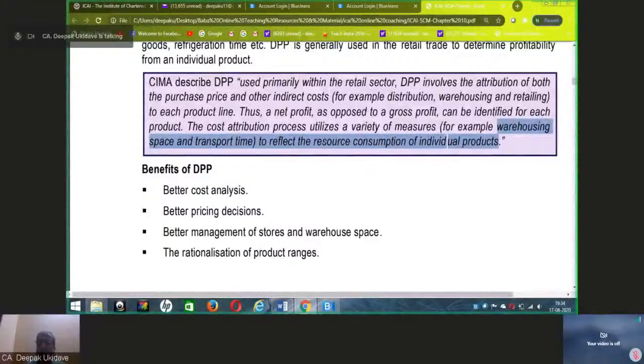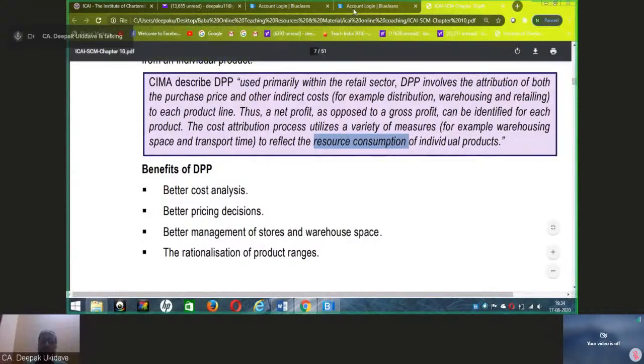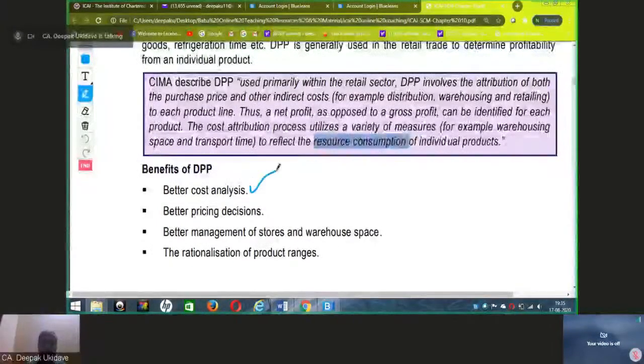That's what I was talking about, resource consumption. Is that resource being used by a particular product? If yes, then cost of that resource must be assigned to that product. If the resource is not used by the product, cost of that resource should not be assigned to the product. As simple as this. Benefits of direct product profitability measure. Benefits are like this: better cost analysis. We all appreciate and understand. Better pricing decisions. If my cost data is more authentic, more reliable, then I can have my pricing decisions which are based on this correct cost.